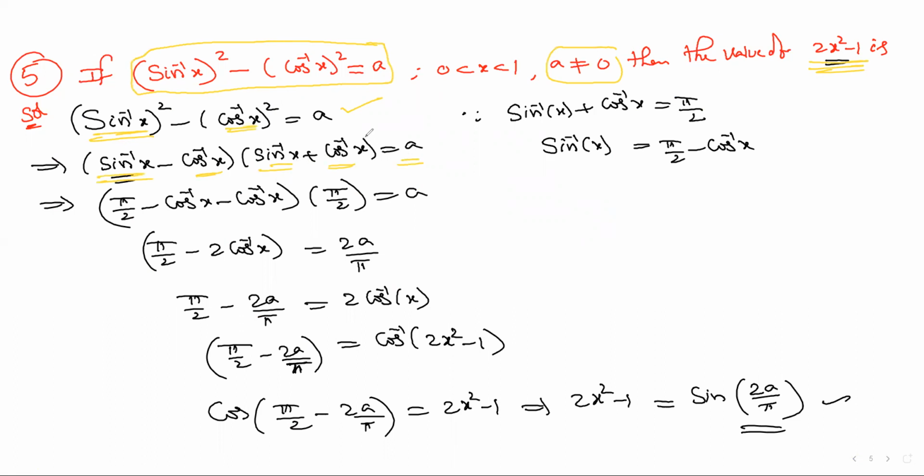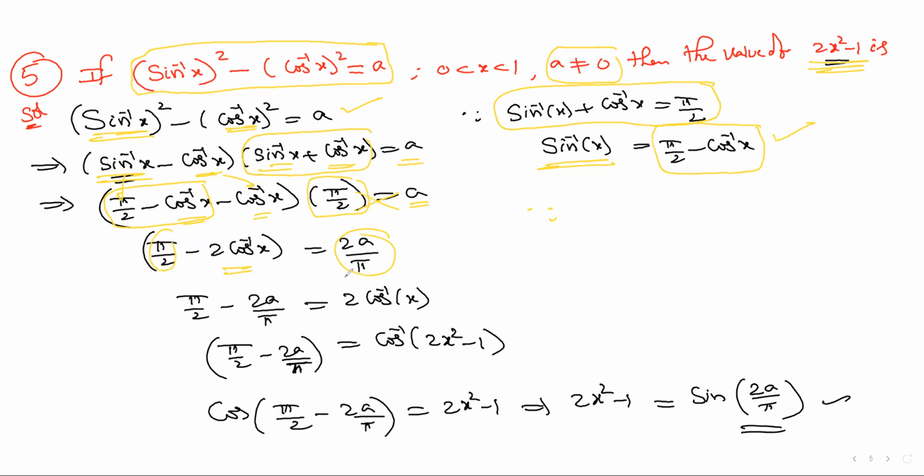So sin inverse x plus cos inverse x, this value we have is pi by 2. One property is there here: sin inverse x plus cos inverse x is equal to pi by 2. So sin inverse x value, sending cos inverse x to the right side, becomes pi by 2 minus cos inverse x. So sin inverse expression, pi by 2 minus cos inverse x minus cos inverse x, into pi by 2 is equal to a. So pi by 2 cos inverse x minus cos inverse x minus cos inverse x, we get minus 2 cos inverse x. Here after cross product it becomes 2a by pi.